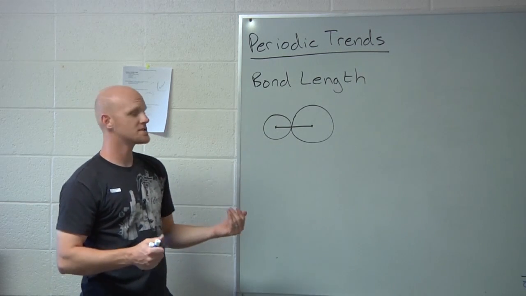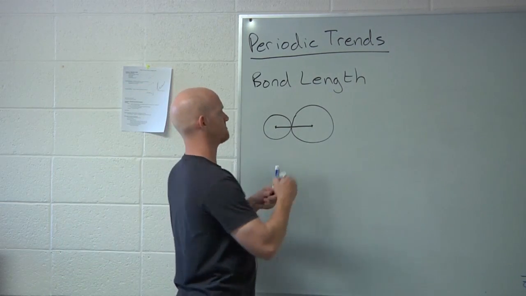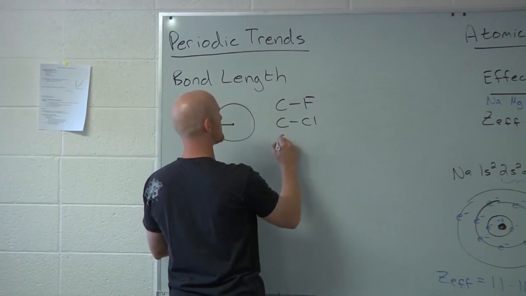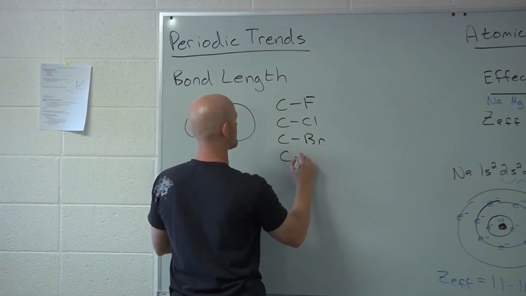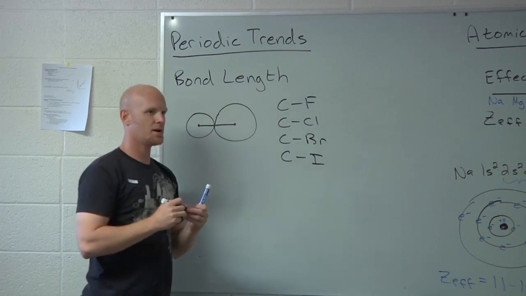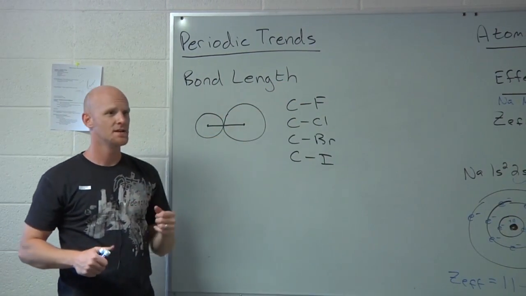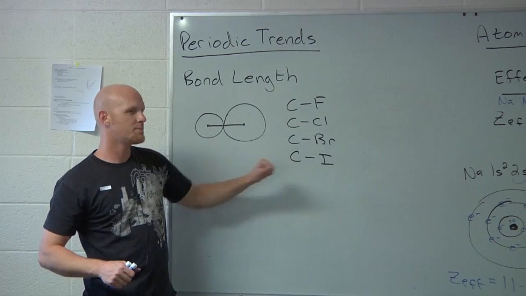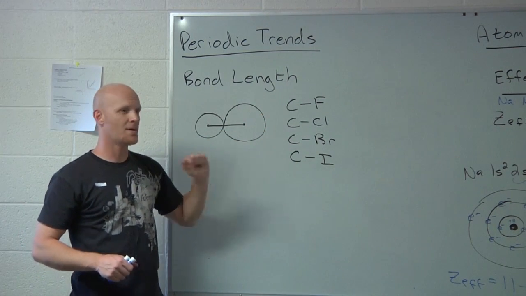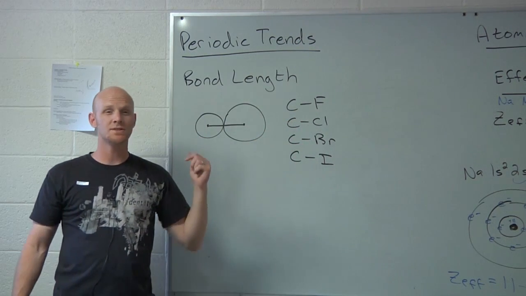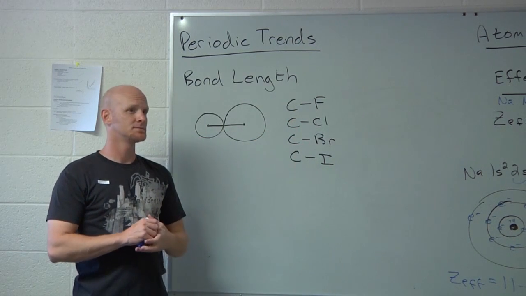So you may get a question about just which atoms, you might be given a carbon-fluorine bond, a carbon-chlorine bond, a carbon-bromine bond, a carbon-iodine bond. And if you notice, these are the halogens. This is increasing size of the halogens. And they usually give you a bunch of bonds to compare where one of the atoms is in common. And so if I look at these 4 bond lengths here, which one is going to be the largest? Which one's going to be the smallest?